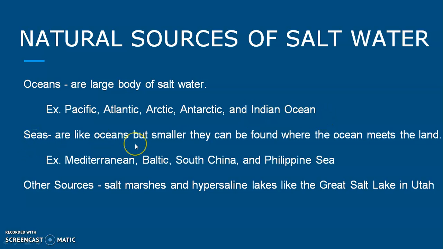Seas are like oceans but smaller. They can be found where the ocean meets the land. Examples are the Mediterranean, Baltic, South China, and the Philippine Sea. Other sources include salt marshes and hypersaline lakes like the Great Salt Lake in Utah.